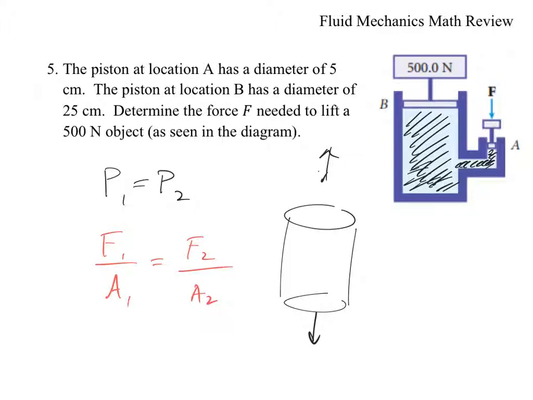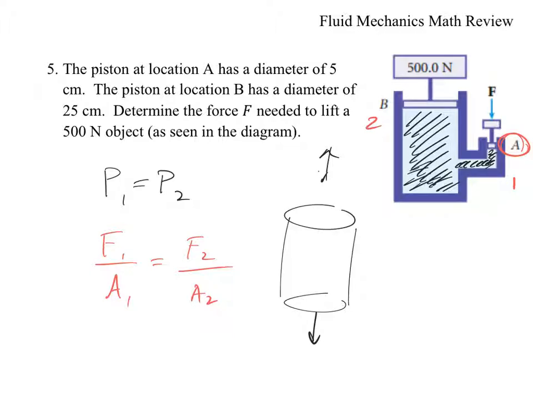It doesn't really matter. If you want to call this the first piston, that's fine, or call it the second piston, that's fine, as long as the area in that location corresponds with the same thing. For example, let's take a quick look. It says the piston at location A, well, that's over here at location A. Let's call this area 1 and call this area 2. A or B is the same thing.